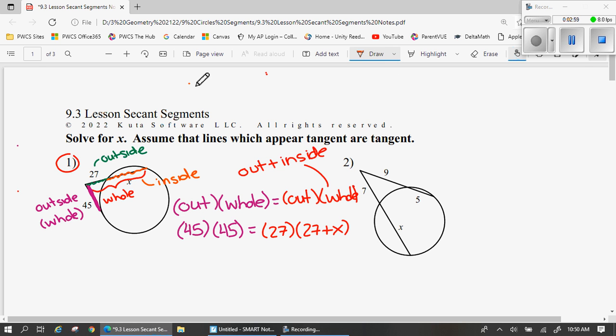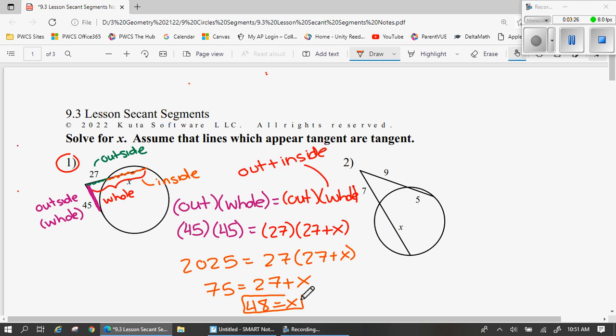So I can do 45 times 45. And you could do some distributing here with the 27, but what I'm going to do is divide both sides by 27. And then subtract 27 from both sides. And find out that that missing piece inside the circle is 48. So this is the relationship that exists. We use that to write an equation, and then we solve the equation.